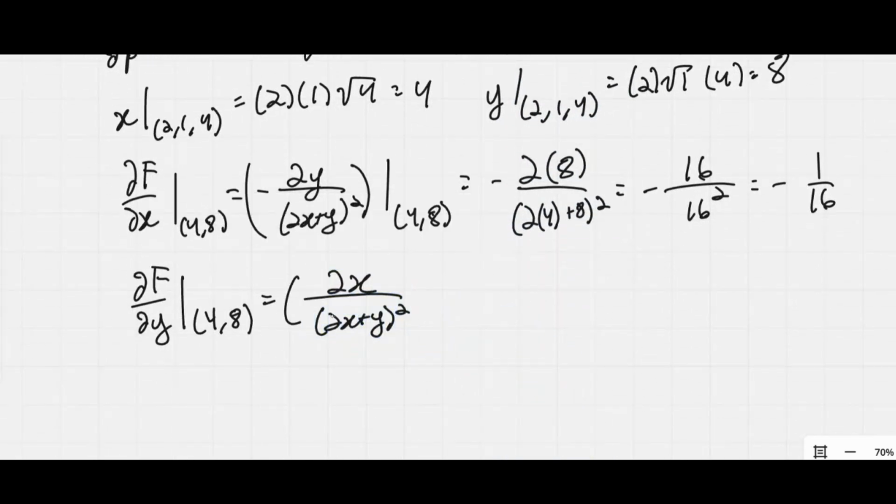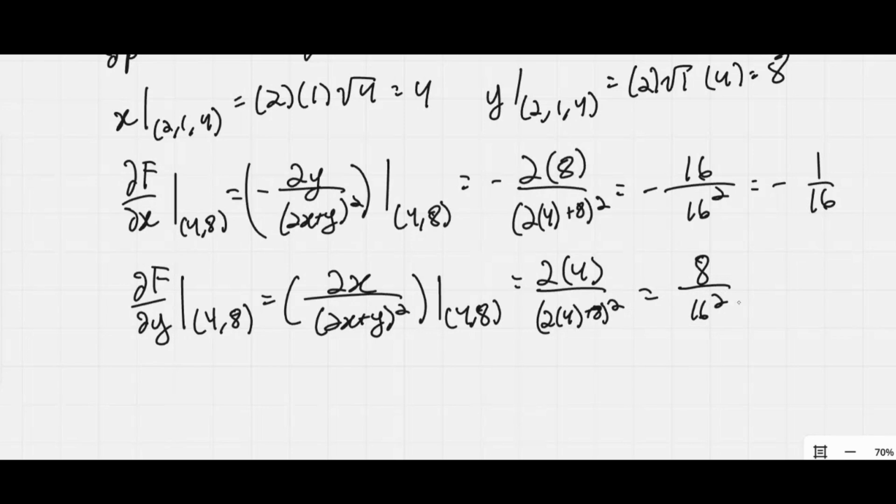Paste that over here. And so what is that value going to be? Well, we're going to sub in our x and our y. So what that leaves us with is 2 times 4 multiplied by 2 times 4 plus 8 squared. And so that's going to be 8 over 16 squared. Now, this might look like some really complicated math, but it's really easy. We can just say that it's going to be 1 over 16 times 2, which is essentially going to be 1 over 32.